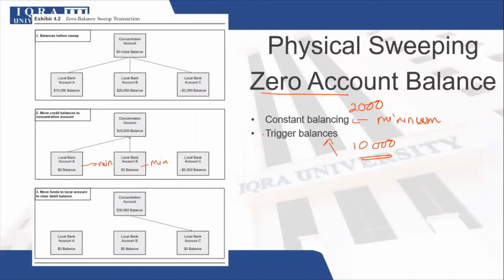The constant balancing and trigger balances, both of them help in automation of the system, because you want sweeping to be fully automated so that it involves less manual tracking and fewer errors.